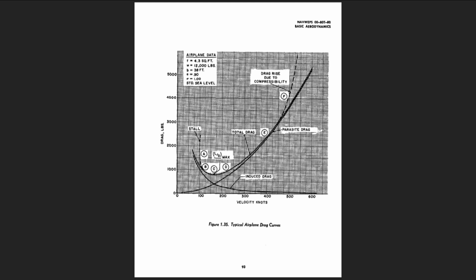B. At a speed of 124 knots, the airplane would incur a minimum rate of descent in power-off flight. Note that at this speed the induced drag comprises 75% of the total drag. If this airplane were powered with a reciprocating propeller-type powerplant, maximum endurance would occur at this airspeed.